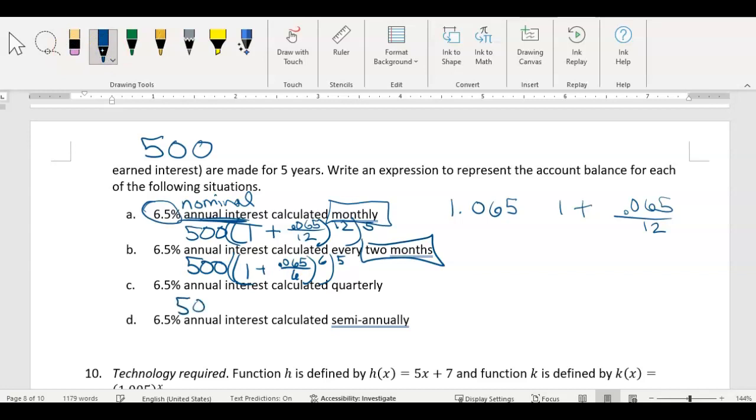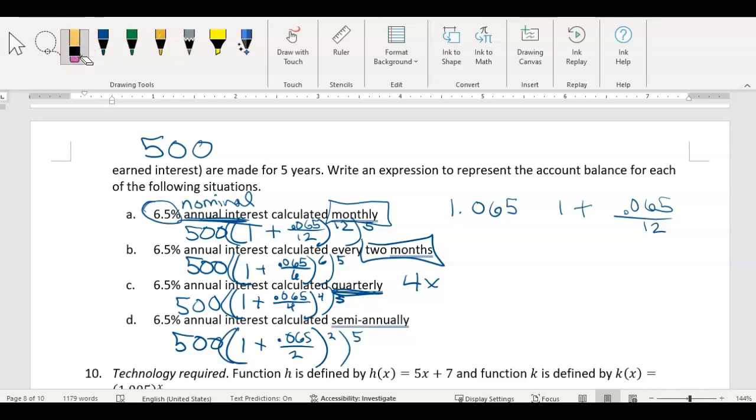The next one would be calculated quarterly, which means 4 times a year or every 3 months. So this would be 1 plus 0.065 divided by 4 to the power of 4, and then to the power of 5 rather, because we are doing it again for 5 years. And then lastly, semi-annually means twice a year. So 0.065 divided by 2 to the power of 2, and then to the power of 5. So you can write it like that.